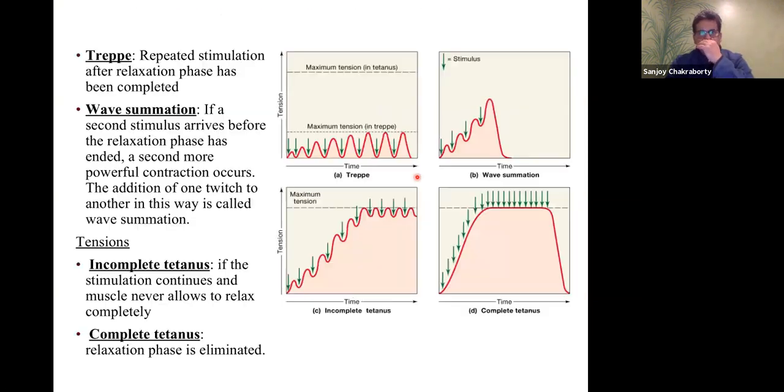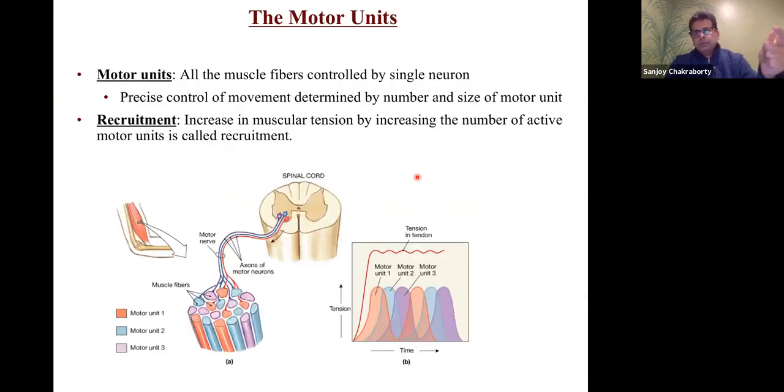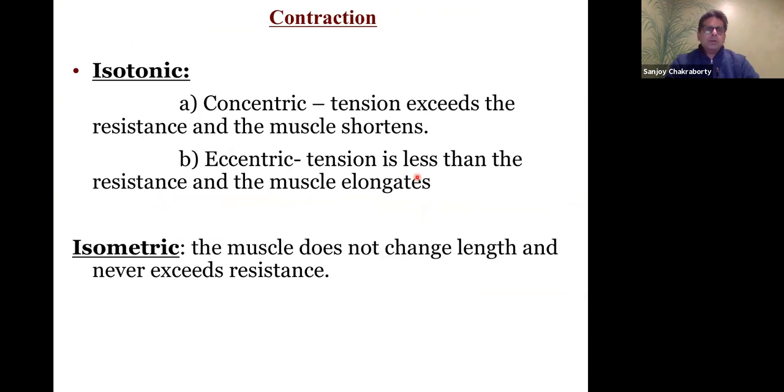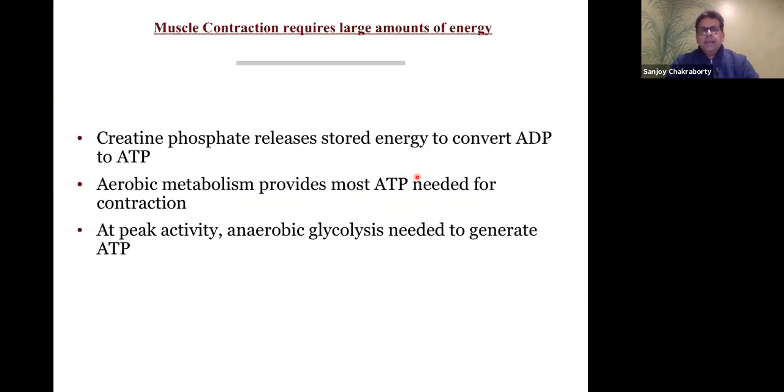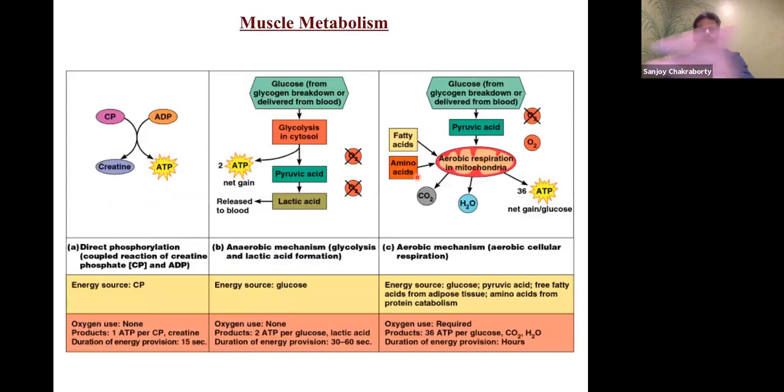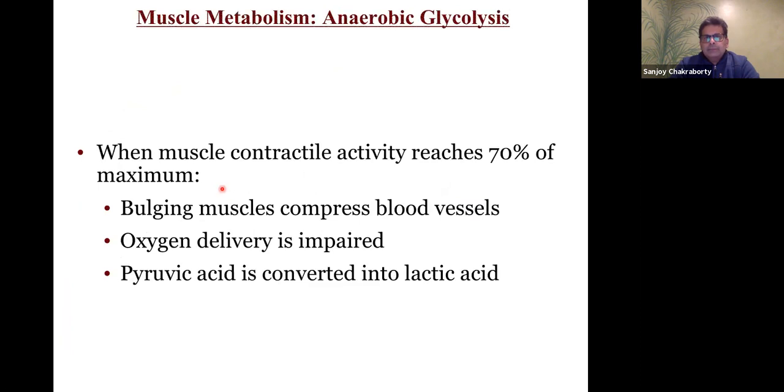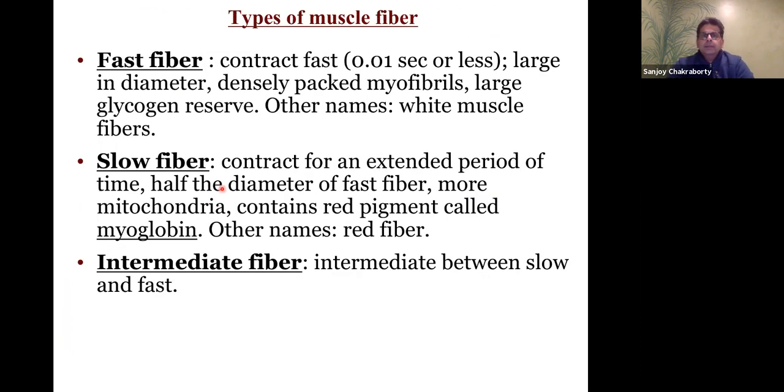You learn twitch, then make sure you know treppe, incomplete tetanus, complete tetanus, motor units, recruitment, which we discussed, different types of contraction, isotonic, isometric, and finally energy usage. Mostly we studied that in the cellular respiration chapter anyway, but this is where CPK and creatine phosphate come into the picture a little bit. And finally, we have the different types of muscle fiber: fast fiber, slow fiber, and intermediate fiber. Okay, so I guess that is it for your skeletal muscle tissue.